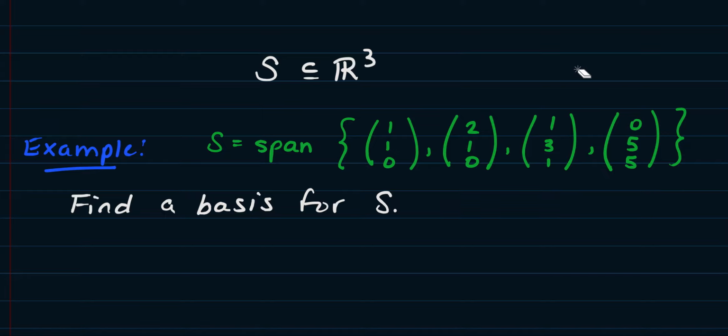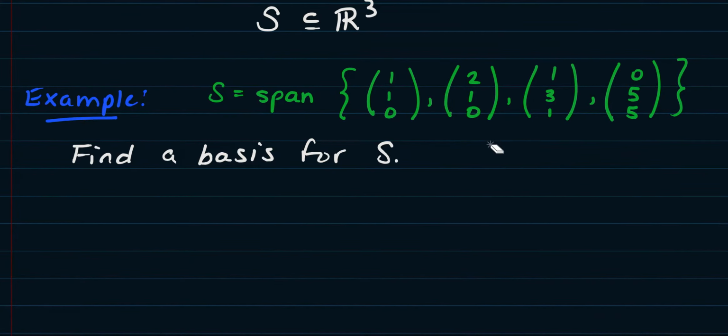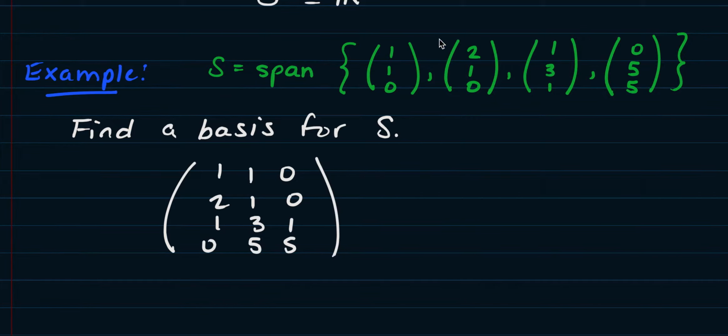But instead, what you can do is you can just take the transpose of all of these, and you'll get a matrix that looks like this. So 1, 1, 0, 2, 1, 0, 1, 3, 1, and 0, 5, 5. So I just took the transpose of each one and just formed rows with that, made a matrix A. And now let's put it in reduced row echelon form.